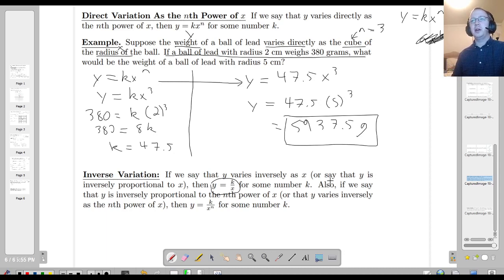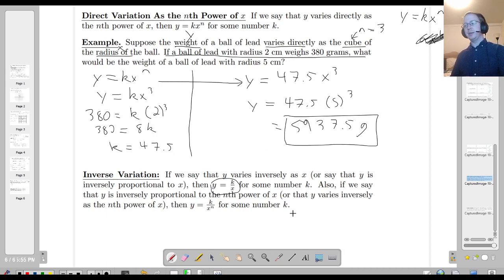We can also have this same spin for the nth power. We could say that y is inversely proportional to the nth power of x, or maybe y varies inversely as the nth power of x. Just like we can have an nth power in direct variation, we can also have an nth power in inverse variation. As far as the process for solving these, you set it up, you find k, and you put things in your final equation. That part should be familiar. I would much rather just learn these by doing some examples in the homework. They're not super different from what we've already seen.